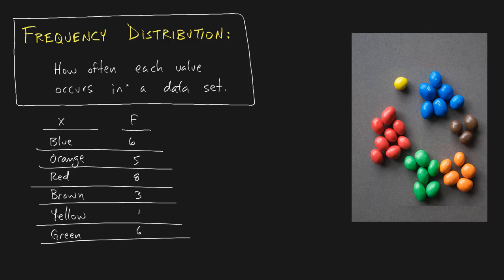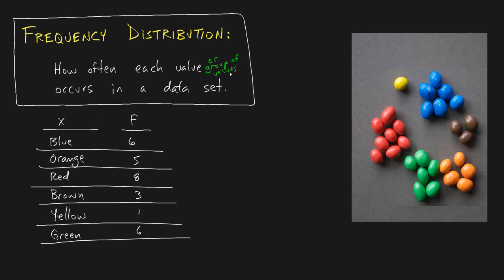Remember the definition. It says a frequency distribution tells us how often each value occurs in a data set. So we've got all of the different possible values and how many times we see each one of them come up in the data that we collected. But the only thing that I would need to add to my definition is that it's not always going to be individual values. Sometimes you're going to be dealing with groups of values, so I'll put that in here. How often each value or group of values occurs in a data set.